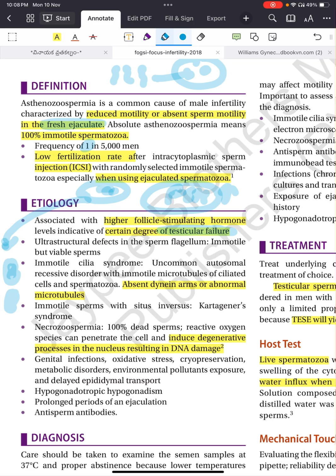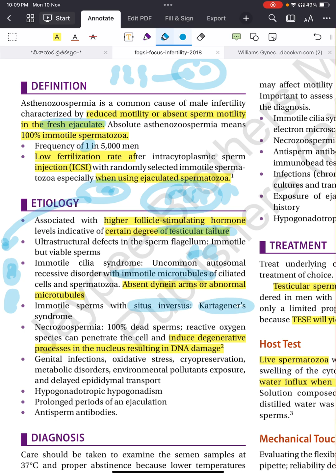Immotile cilia syndrome is also there. It is an autosomal recessive condition where there are defective microtubules of ciliated cells and spermatozoa. Absent dynein arms or abnormal microtubules are seen in case of immotile cilia syndrome. Immotile sperms with situs inversus: if there is situs inversus, then we should think about Kartagener syndrome.